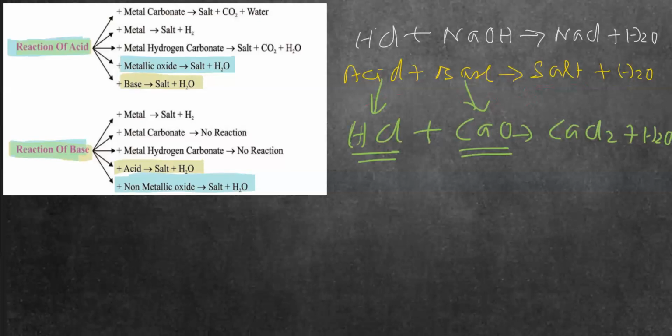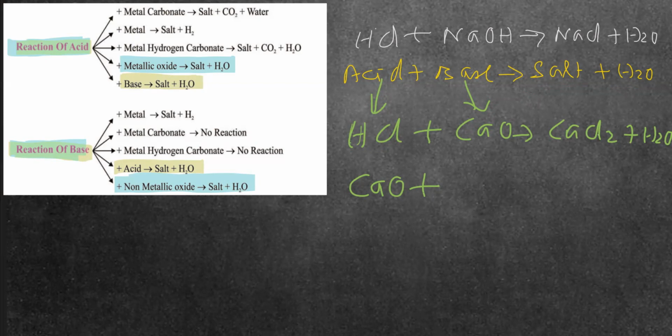Now continue with the next one. Similarly, we are left with the reaction of acids and bases with non-metallic oxides. Acids do not react with non-metallic oxides. We have to do the other one, that is a base reacting with a non-metallic oxide. So let's take a base. I can take the same base, say calcium oxide, easy to compare, and I take a non-metallic oxide. The non-metallic oxide you can take here is sulfur dioxide.